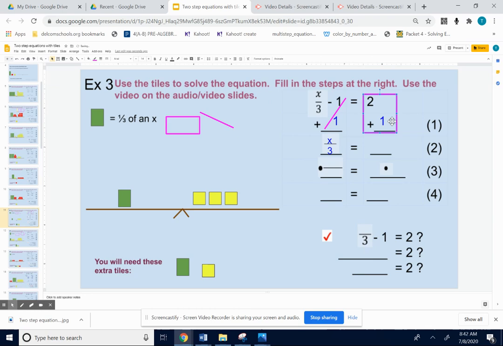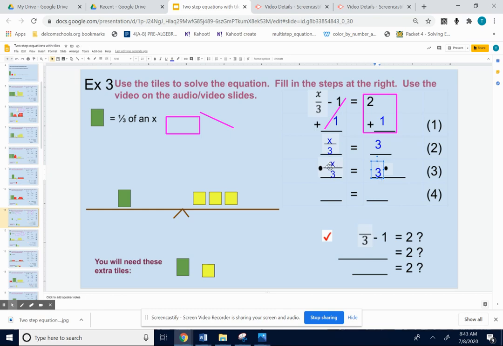On the right, notice you're looking at the addition problem 2 plus 1. Okay, 2 plus 1 is 3. So we have x over 3, x divided by 3, is equal to 3. Okay, let's go ahead and copy it down again. And think about this, x divided by 3.